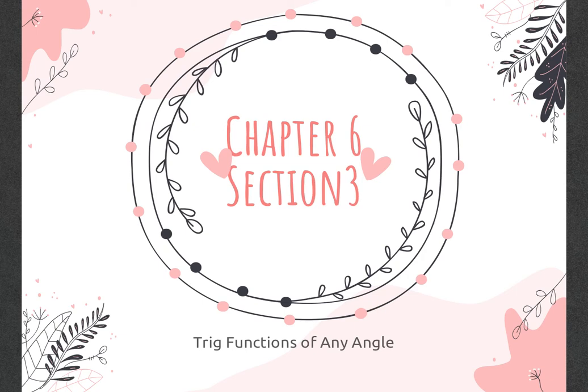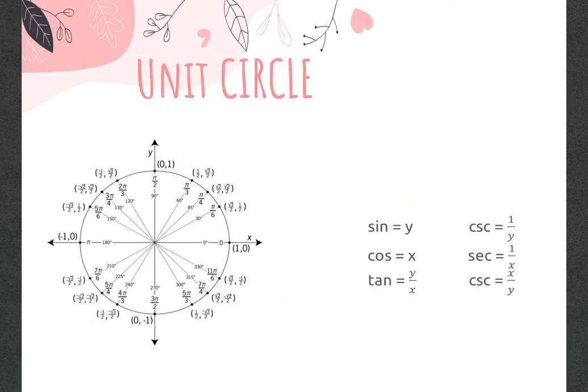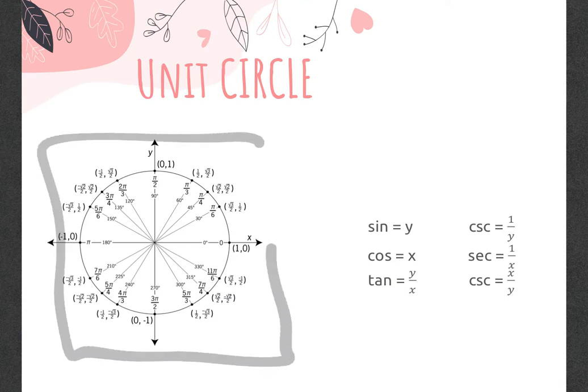Okay, so we're on day 3 of trig functions of any angle. This was our unit circle. We learned how to fill it in, and then this we, of course, changed because that one's wrong. This should have been cotangent. So once you have your unit circle, you should be able to easily find your sine, your cosine, your tangent. Your sine's your y, your cosine's your x, your tangent is your y over your x.